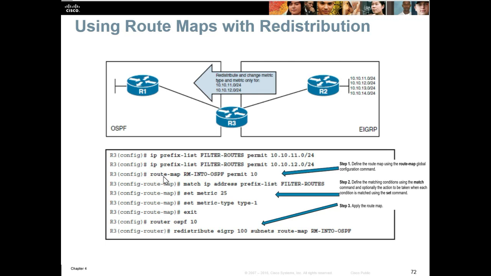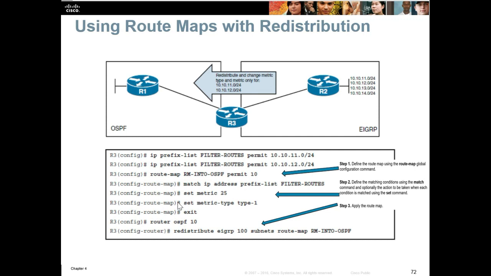And then we define a route map, and the map tag or the name is RM into OSPF. Then we do a permit statement, okay, with the sequence number beginning with 10. Okay, so now kita nak tengok what are the conditions. So we want to match the IP address. And what are the IP addresses that we should match? The IP addresses will refer to the filter routes prefix list. So it should match 11 and 12.